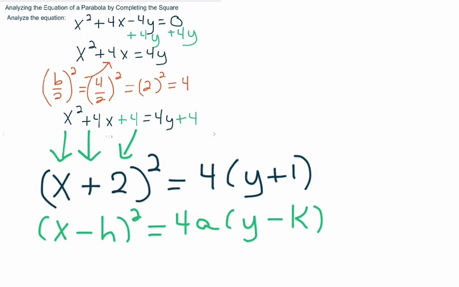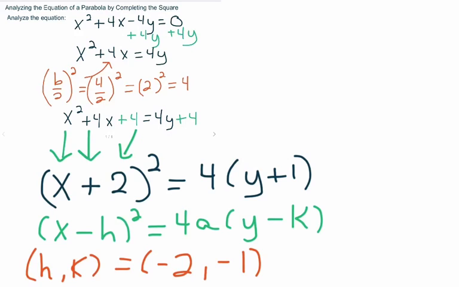This is the graph of a parabola with vertex at h, k that opens upward. Since we have x plus 2 squared on the left-hand side, and that piece corresponds with x minus h squared, we know that h must be negative 2. On the right-hand side we have y plus 1, and since that corresponds with y minus k, we know that the value of k must be negative 1. This means that the vertex of our parabola is negative 2, negative 1.